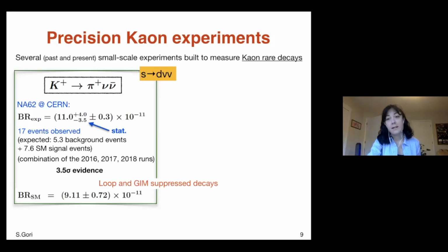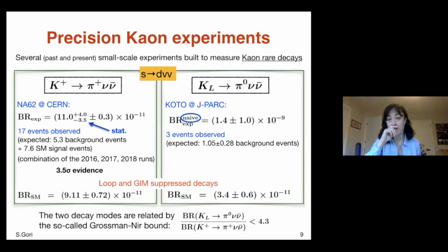Then there is a neutral decay mode, as we see here in the second part of the slide. Again, the standard model prediction for the branching ratio is very suppressed, and the signature is even more challenging to look for. And this is the task of the KOTO experiment in Japan at J-PARC. So far, we don't have yet an evidence for this decay mode, and the collaboration observed something like 3 events with 1 expected background event. What is interesting also is that there is a relation between the neutral mode and the charged mode via what we call the Grossman-Nir bound, that is telling us that what we expect, not only in the standard model, but in any beyond the standard model theory with heavy new physics, is that the K-long branching ratio cannot be much larger than the K plus branching ratio, and so there is this bound.